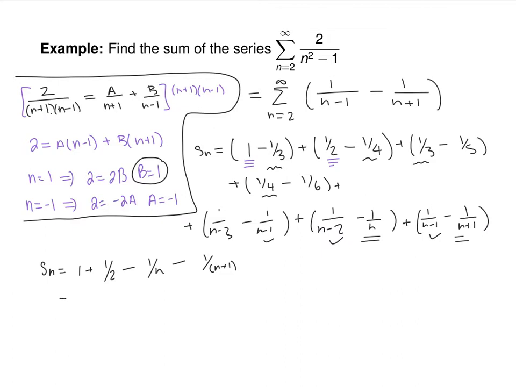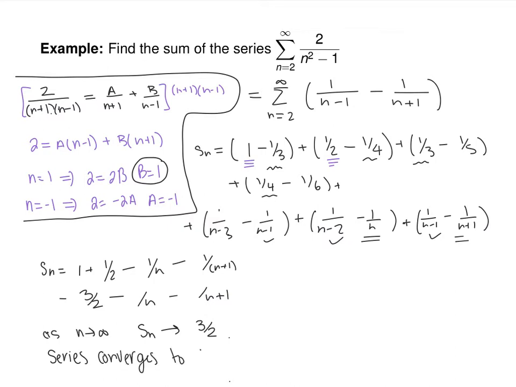Or 3/2 minus 1 over n minus 1 over n plus 1. And as n goes to infinity, the partial sums, the s sub n's, are going to go to 3/2. So your series converges to 3 over 2.